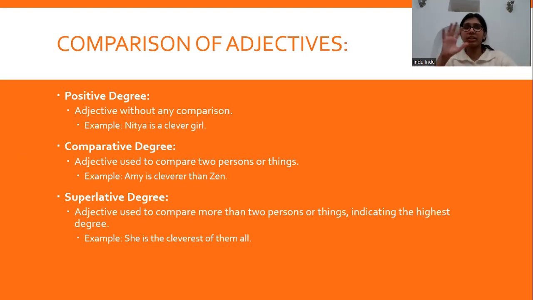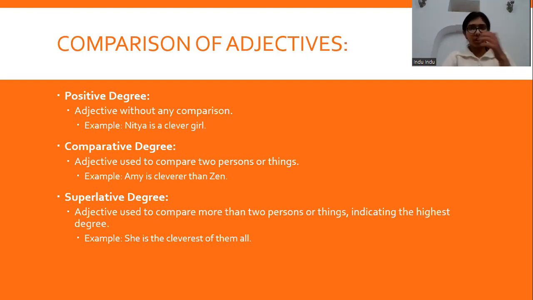They can have a positive degree, a comparative degree, and a superlative degree. It's pretty simple. And we have always used it in all our life. We just need to have a little idea of what these grammatical terms are. Positive degree is basically an adjective without any comparison. For example, Nitya is a clever girl. So clever is the adjective here. It does not have a comparison. It's talking about one particular person, Nitya. Nitya is a clever girl.